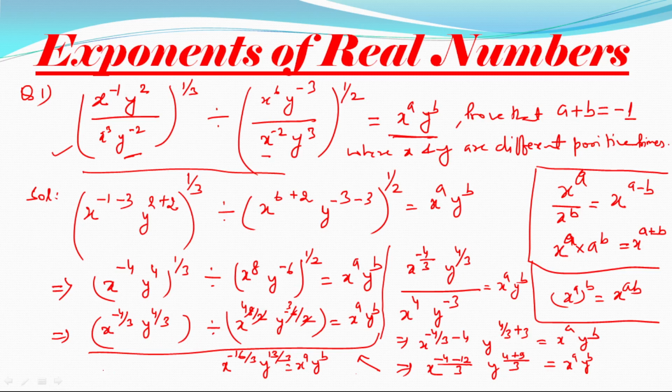So a is minus 16 by 3. So a plus b is equal to what? Minus 16 by 3 plus 13 by 3. So it is giving to us a plus b is equal to minus 3 by 3, cancelled. So a plus b is equal to minus 1. Lastly, we have proved that a plus b is equal to minus 1. That only was the requirement to prove it.